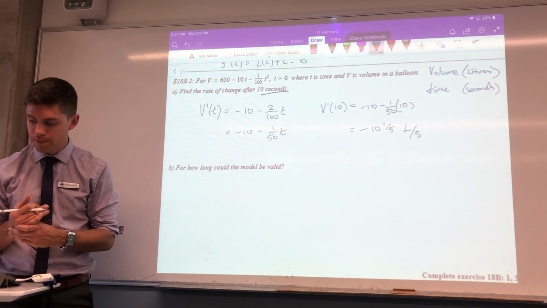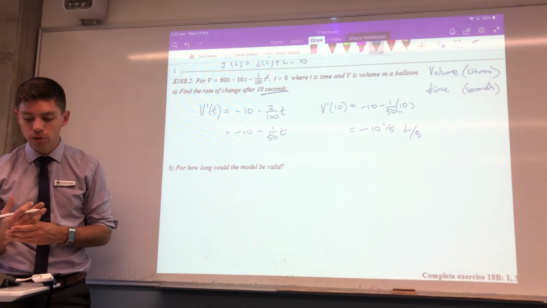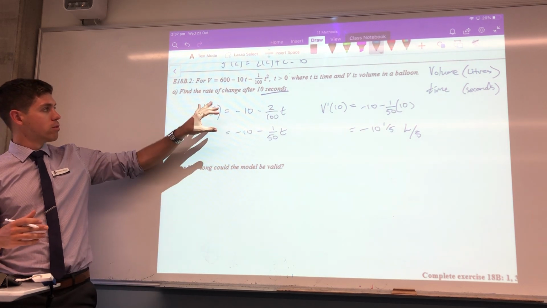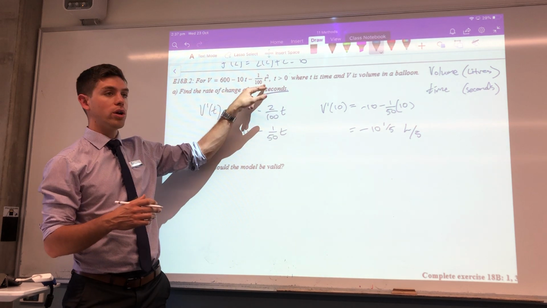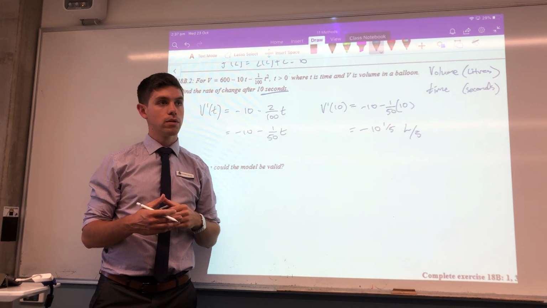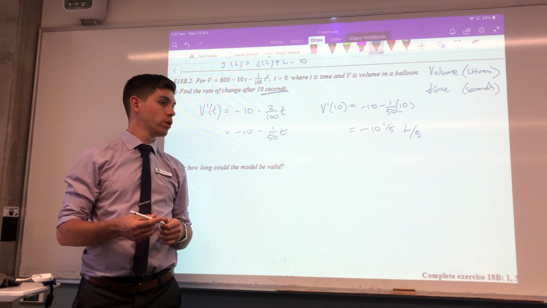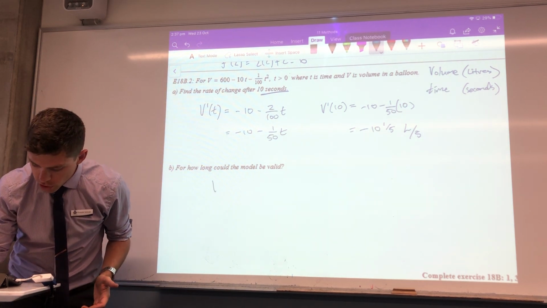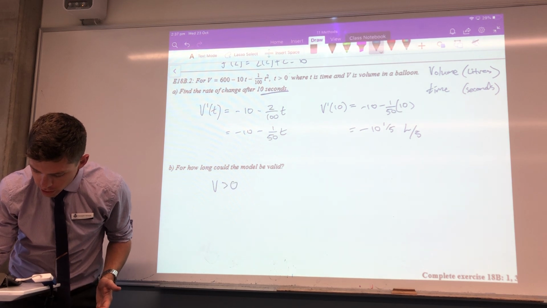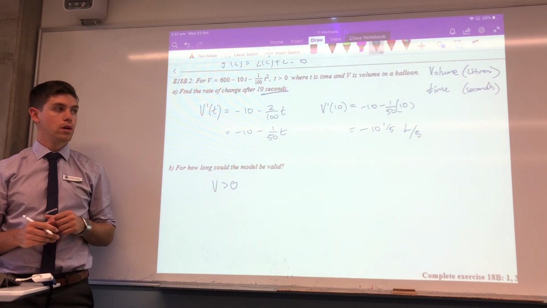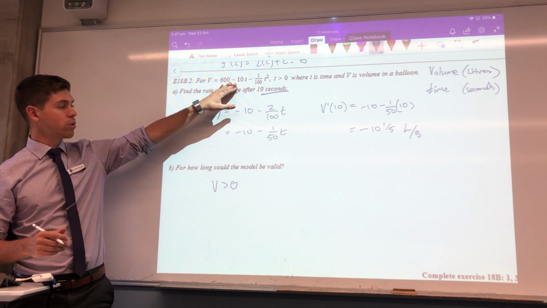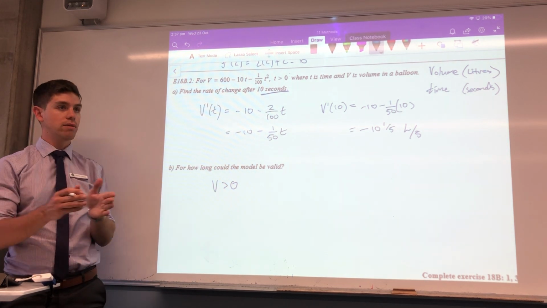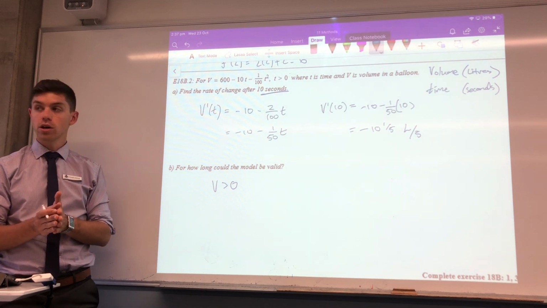Good. All right. So, for how long will the model be valid? For this volume model here, what is the assumption? What are we assuming about the volume? It'll always be above 0. So we could assume that the volume is always above 0. So for this quadratic, if we find the x-intercepts, then that's going to give us a time period, is it not?